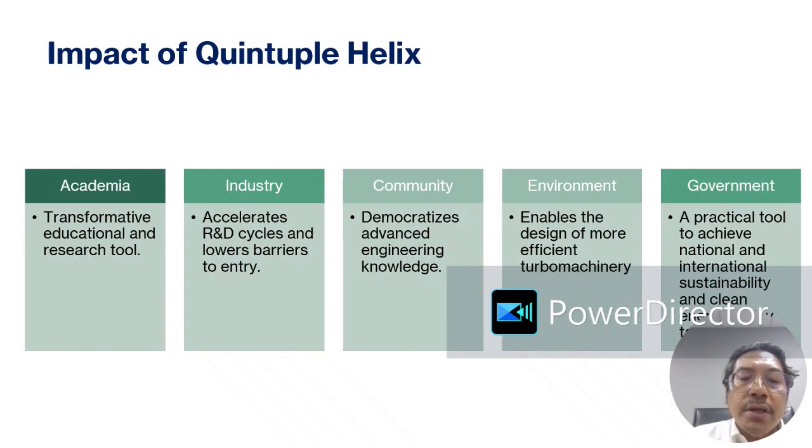2025W08295. In terms of the quintuple helix that we have obtained, for academia, it is a transformative educational and research tool. For industry, we can accelerate the R&D cycles and lower the barrier for design entry. For the community, they can understand and democratize the usefulness of energy to be fully optimum. For the environment, it enables the design to be more efficient for turbomachinery energy utilization, so we can capture and convert more energy for utilization.